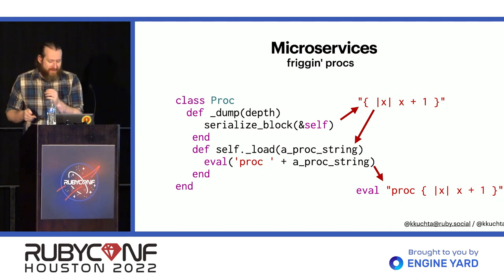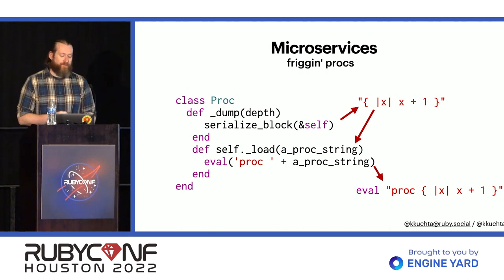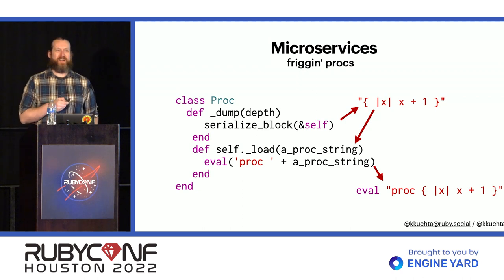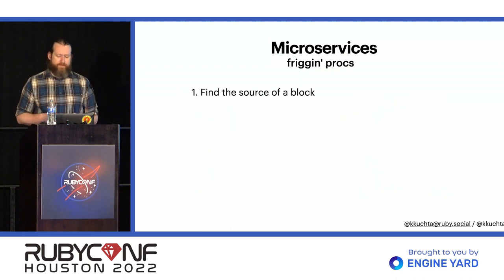Now, that's teaching Marshal how to serialize procs, but you might notice that I'm eliding a lot of dark magic underneath this serializeBlock function. How does that work? Poorly. But this is already a talk about things that should not be, so I'll take you through it. It's a two-step process. The first is we need to find the source of some block.